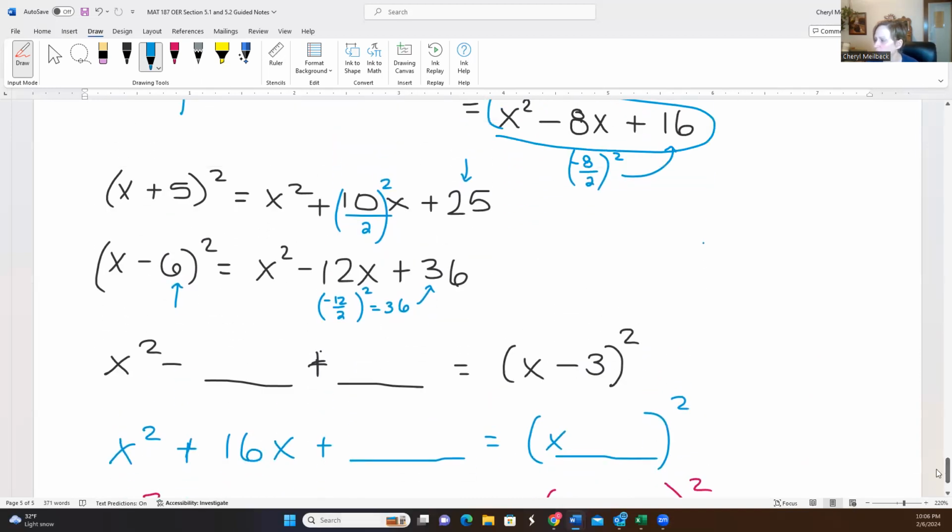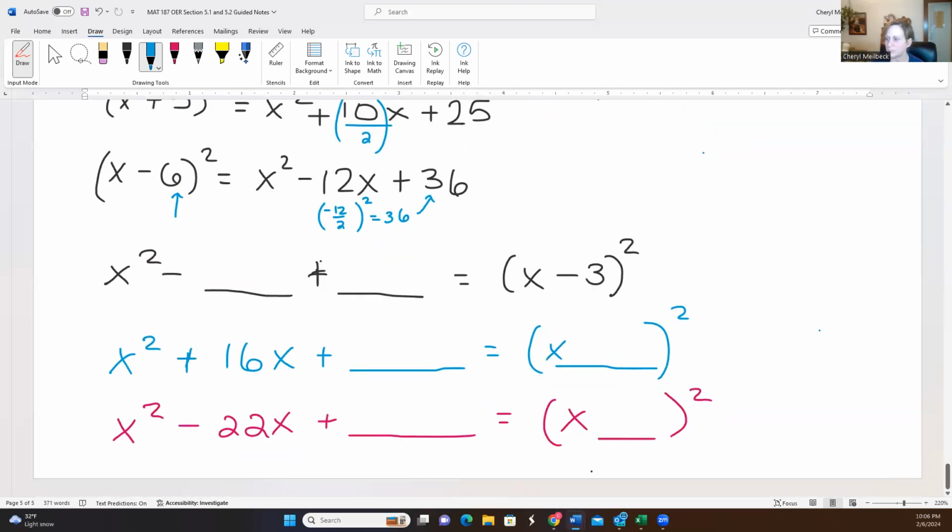So let's see if we can figure out the missing pieces here. Here we have x minus 3, so that means this number divided by 2 gave me 3, so it must have been 6. And this number squared gave me my last term, which is 9. Let's do it with this perfect square trinomial. If we take this number 16 and divide it by 2, we get 8. Squared gives me the 64. And it means that this number inside here, the 16 divided by 2, was the number at the back of the binomial.